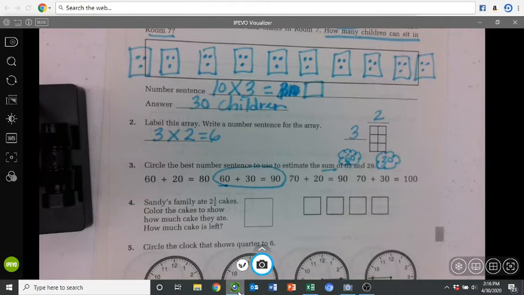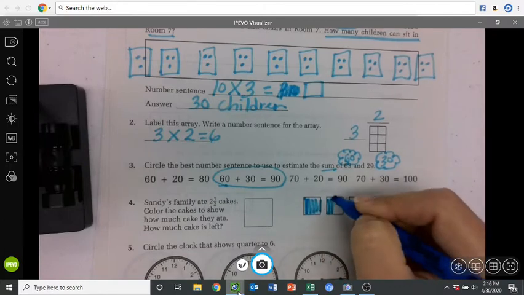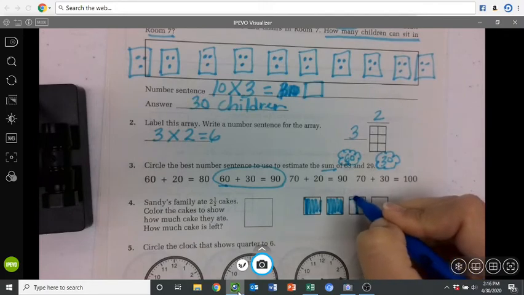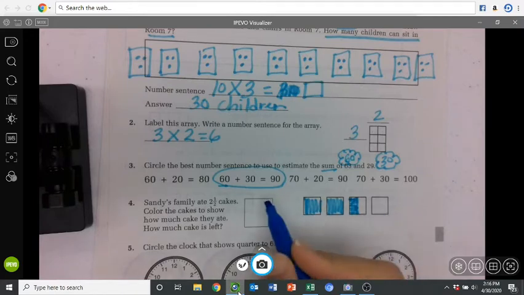Sandy's family ate 2.5 cakes. Color the cake to show how much cake they ate. How much cake is left? All right, so 2½ cakes. I have 1 whole cake, 2 whole cakes, and then I want to do half of another. So, if they ate 2½, how much is left? 1½.